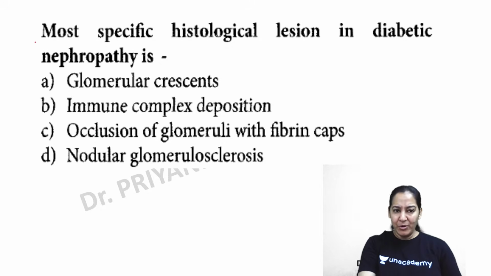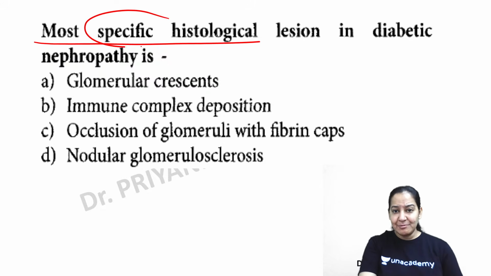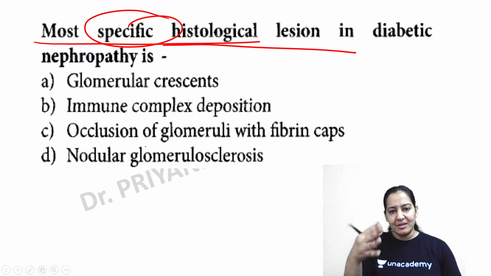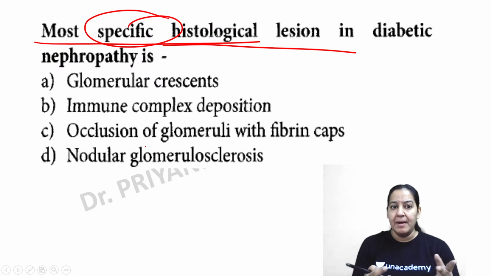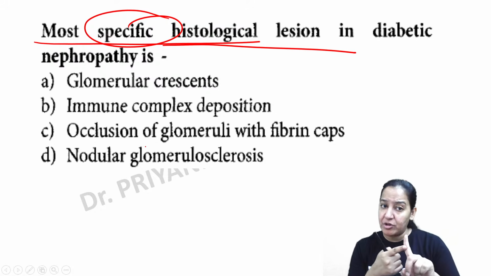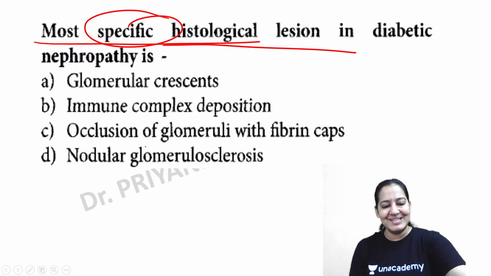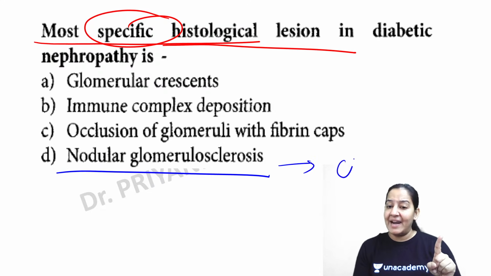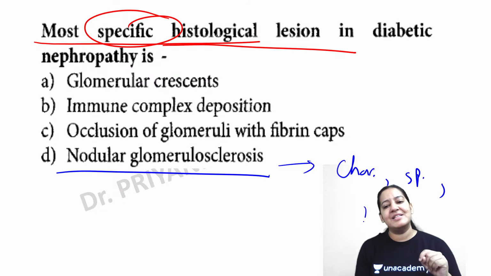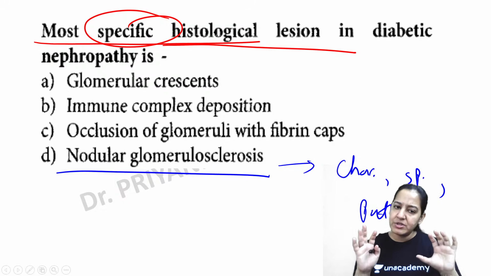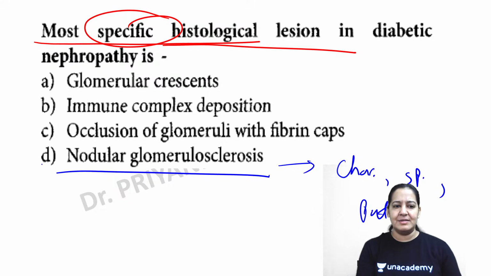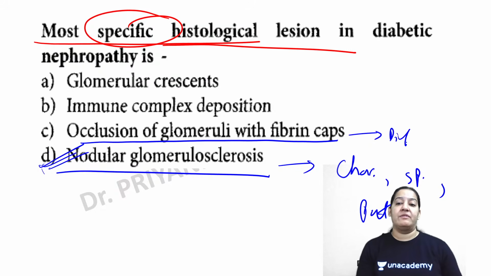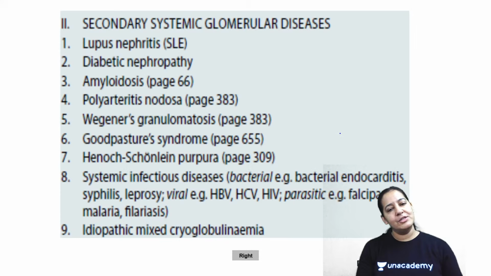Anyways, again the same question, I'm asking the specific histological lesion in diabetes. The words are different, but the concept is the same. I'm asking the characteristic feature, the pathognomonic feature, the specific feature. So the answer is the same, the answer is nodular. So we got it that the nodular one is the characteristic feature, the specific feature, the pathognomonic feature, the most important feature in diabetes, right? So the correct answer here will be D. Occlusion of the glomeruli with fibrin cap occurs in the diffuse one. Fibrin cap occurs in diffuse, not in this. Correct answer here is D.